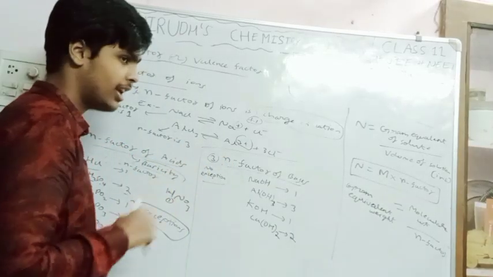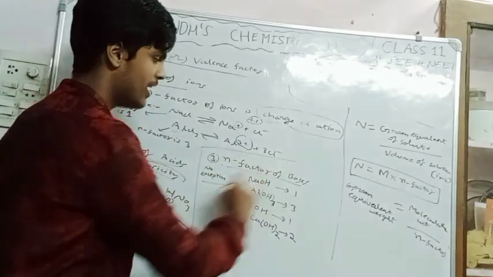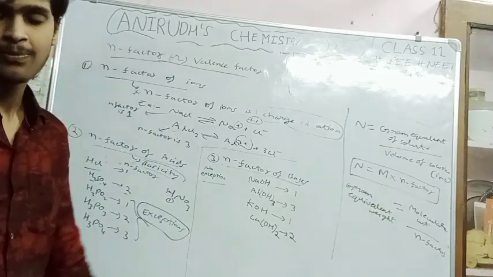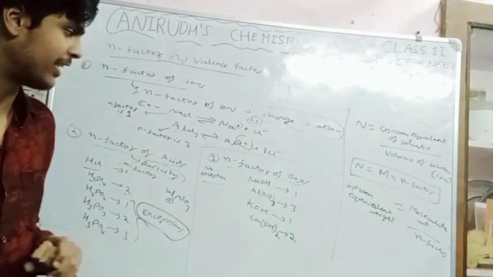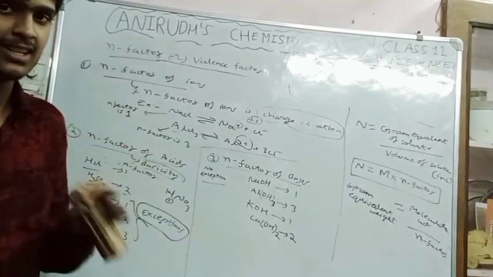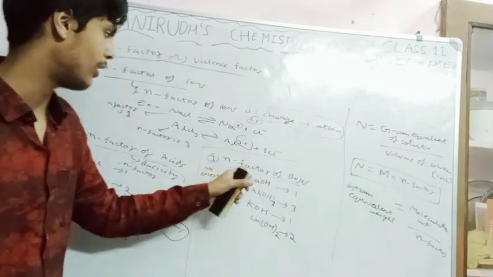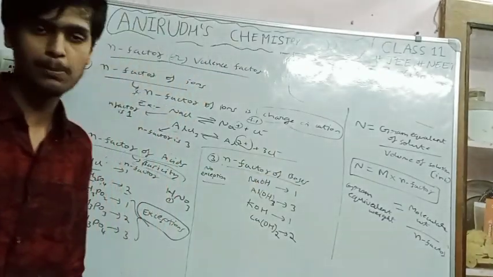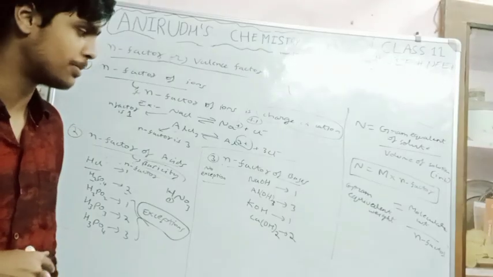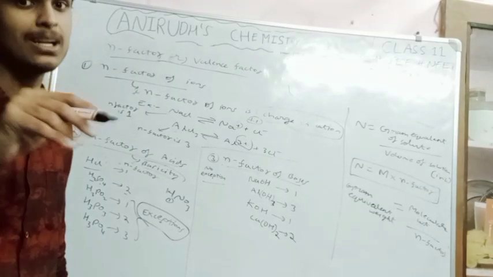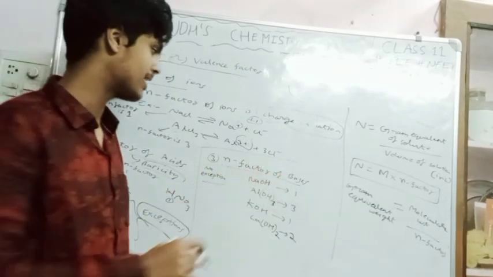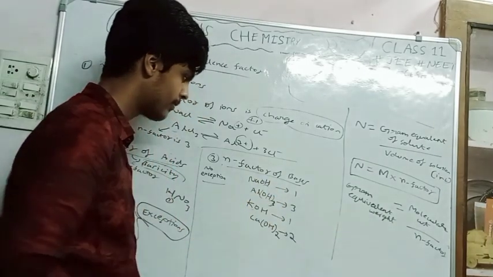Now the third one, the n factor of bases. For bases you have a simple trick. The n factor of bases is nothing but acidity. For acids it's basicity, for bases it is acidity. So the n factor of bases will be nothing but the number of OH ions present in the solution. So the n factor of a base is nothing but the number of OH present.